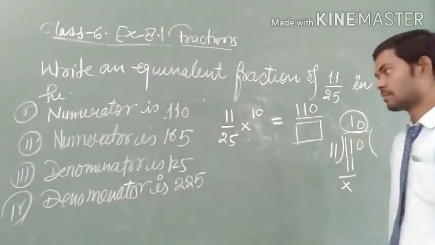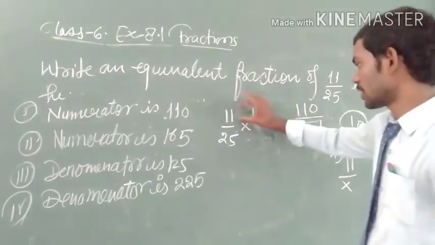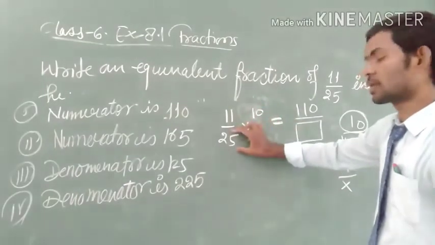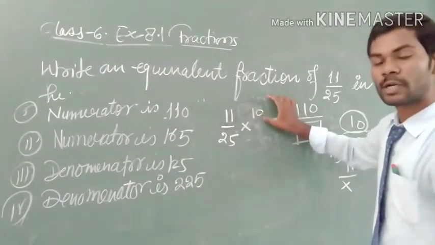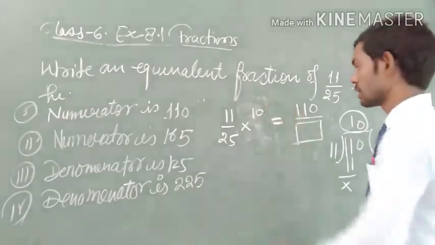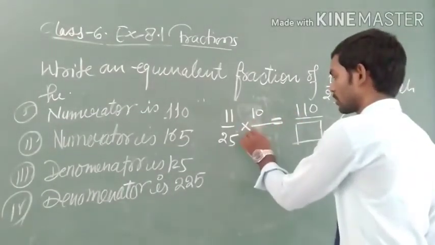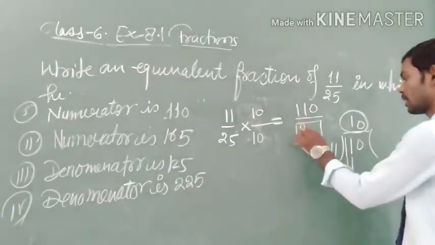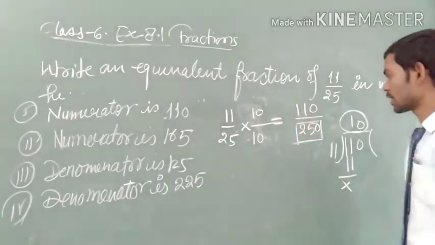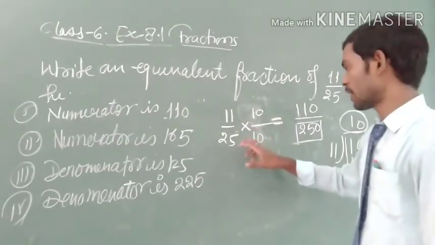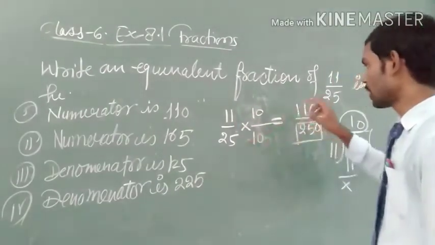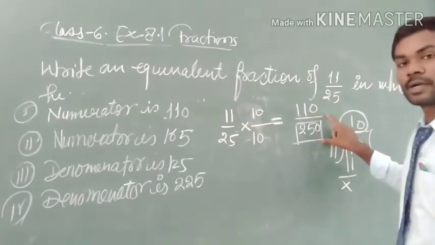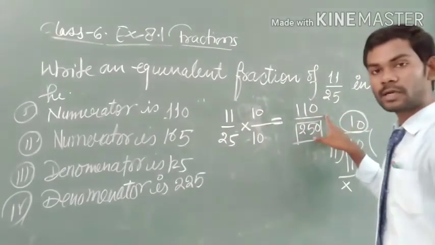But there is a problem. If we multiply the numerator by 10, then we have to multiply the denominator by the same number. So if we multiply the numerator by 10, then we shall also multiply the denominator by 10. And hence here we get 250. So here we can see that an equivalent fraction of 11 upon 25 in which the numerator is 110 is 110 upon 250. This is the required result.